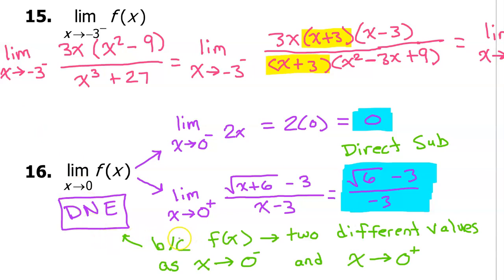If this was part of a free response question on the AP exam, they will ask you to justify your answer. So then you would say the limit does not exist because f of x approaches two different values as x approaches 0 from the left and as x approaches 0 from the right.